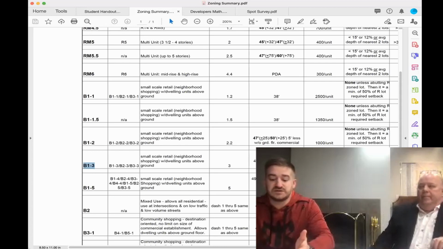And then the last one for the zoning before we move on to building cost and land cost is planned developments. So outside of the regular zoning classifications, there are times when planned developments are required. So anything over 1 acre requires you to get a planned development.